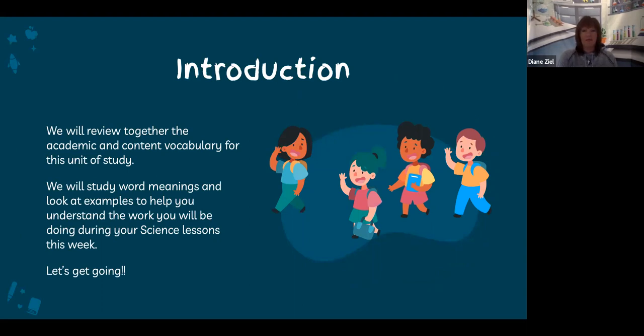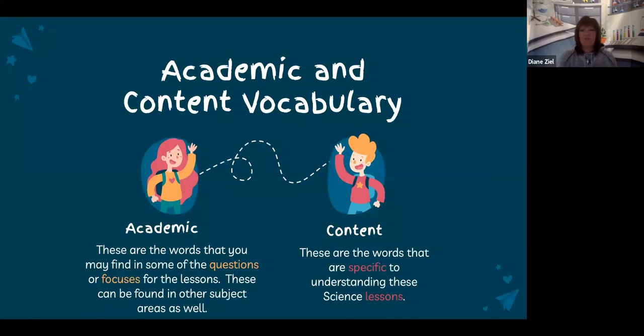Let's get going. We will review the academic and content vocabulary. Academic words can be found in your questions and focuses for the lessons. They can be used across subject areas. Your content words will be the words that are specific to the human senses and movement lessons.